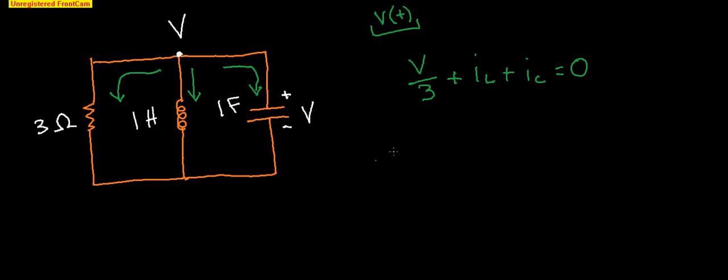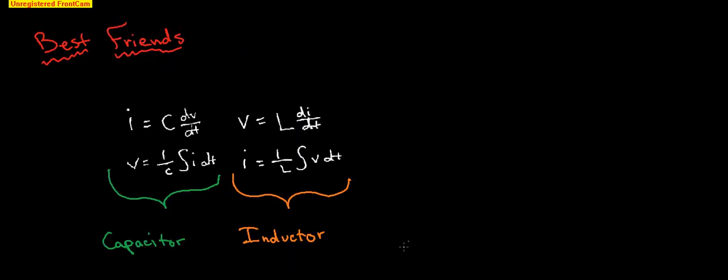Alright, so now let's write these guys in terms of V. So we go check out our best friends. Well, I of the inductor is right here, 1 over L times the integral of V, and I of the capacitor is over here, C times dV on dt. Notice they both give us an expression in terms of V.